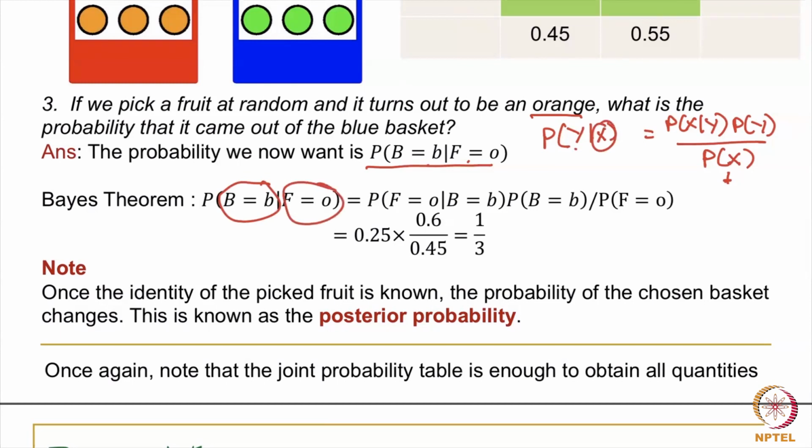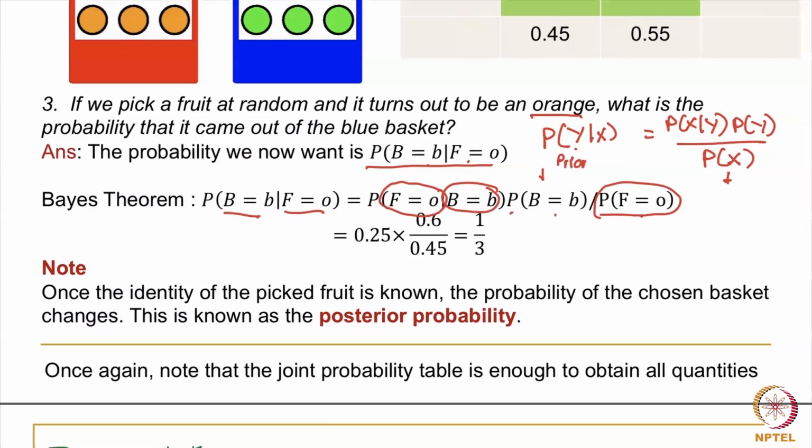So the probability of the basket being blue given that the fruit is orange is the other way around: the probability that the fruit is orange given the basket is blue, which we calculated just now, multiplied by the probability that the basket is blue. This is what is known as the prior. If I gave you no information, what is the probability the basket is blue, divided by the probability that the fruit is an orange. Now notice how this was calculated.